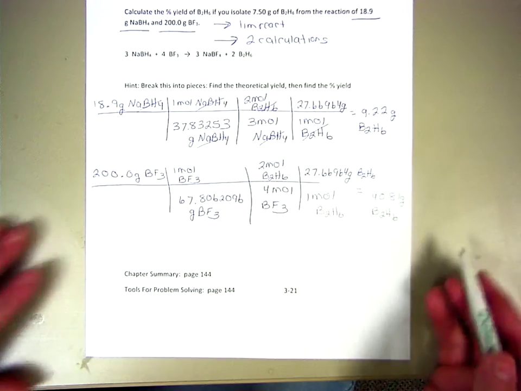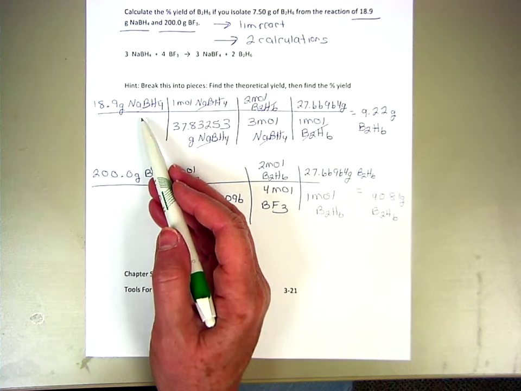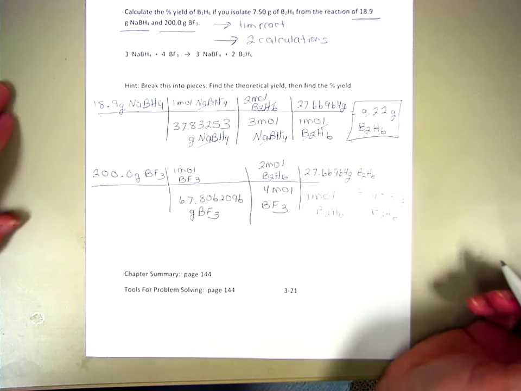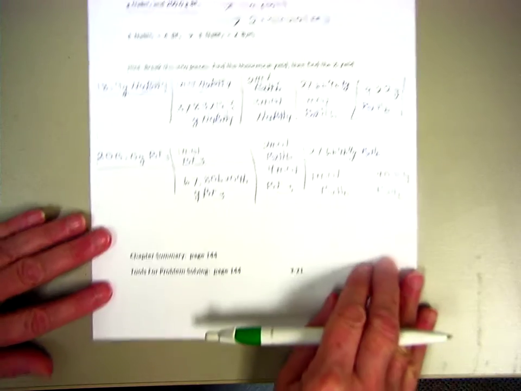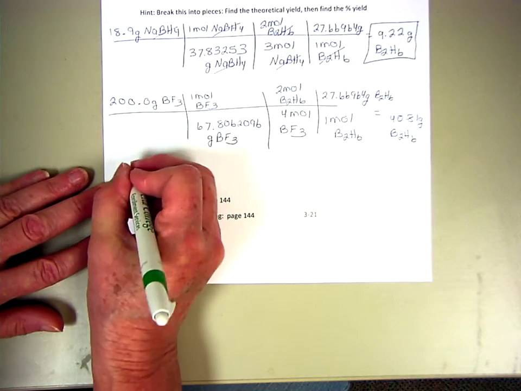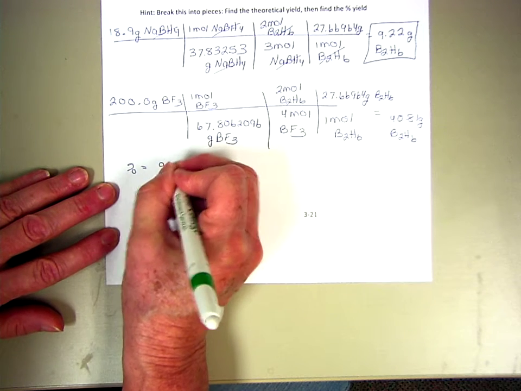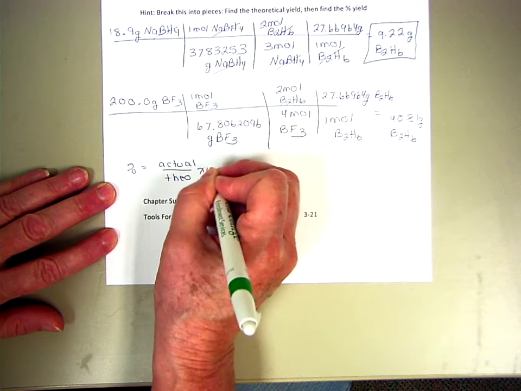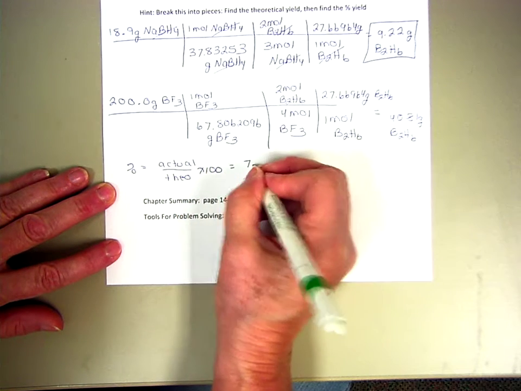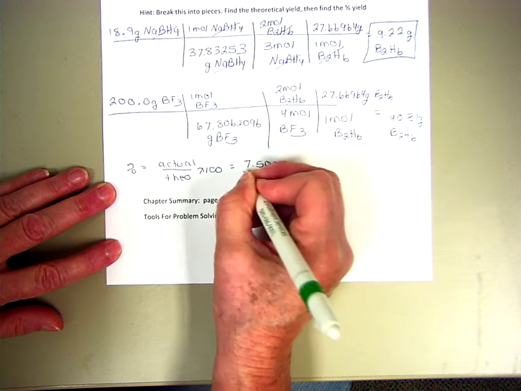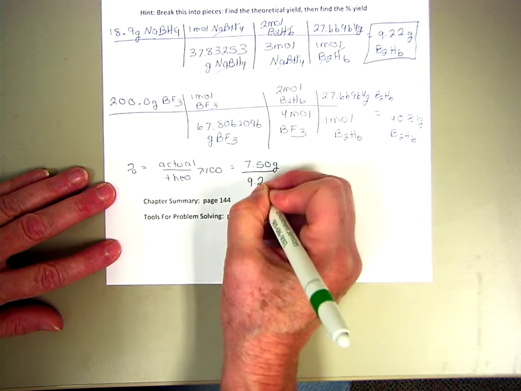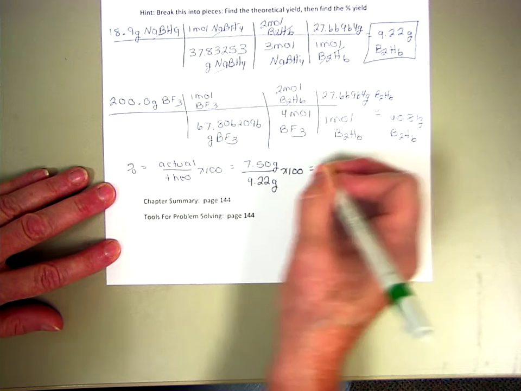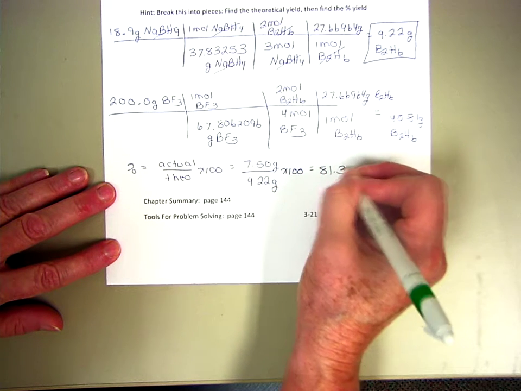But I can't do that because all the sodium borohydride will get used up first. So I choose the smaller answer, and that's my theoretical yield. Now, percent yield is equal to the actual yield over the theoretical yield times 100. So my actual yield was 7.50 grams divided by my theoretical yield, 9.22 grams, times 100 gives me 81.3% yield.